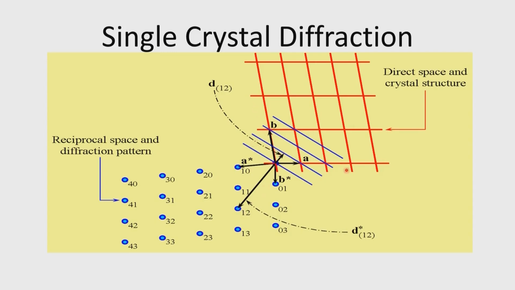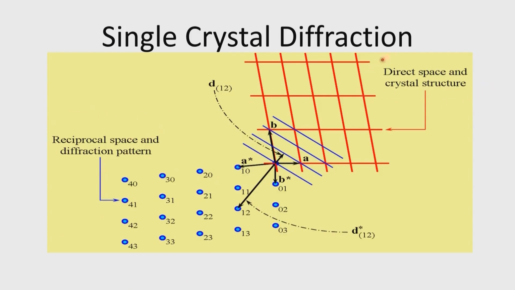So, the planes in the crystals can now be identified in the reciprocal space by looking at the spots and indexing those spots. So, when I index this spot as 1 2, that means I am referring to the plane 1 2 in the real crystal. Okay. So, that way we can find all these values, and these values now represent the reciprocal space and the diffraction pattern.